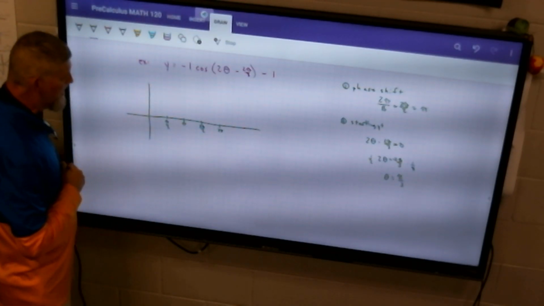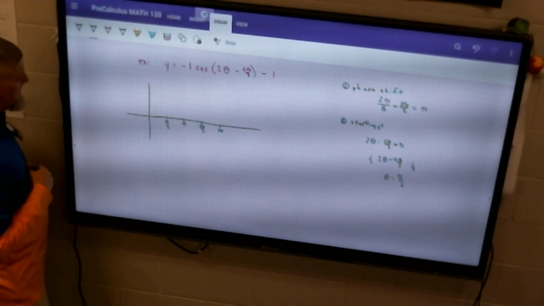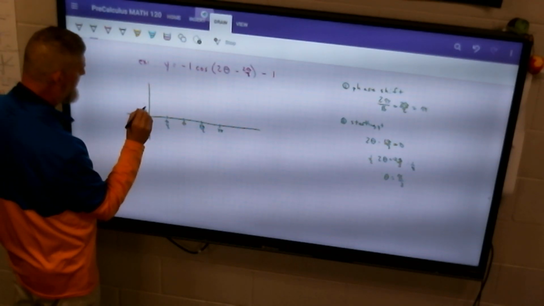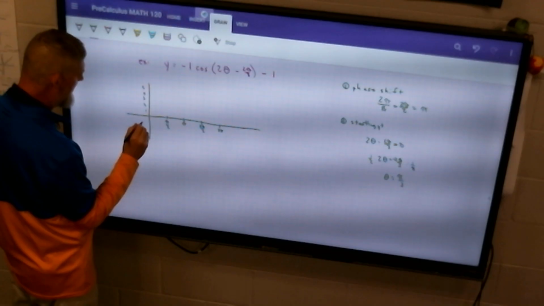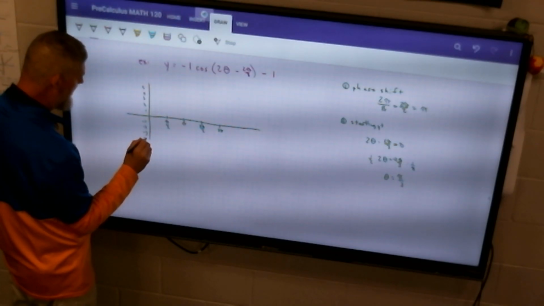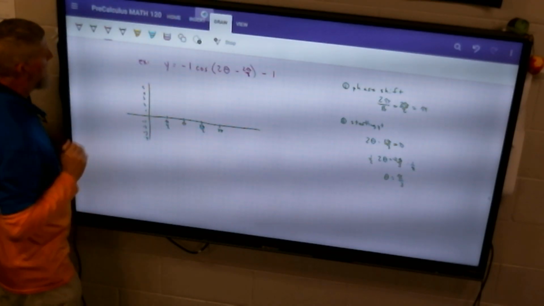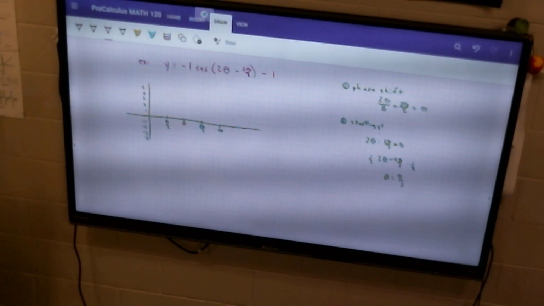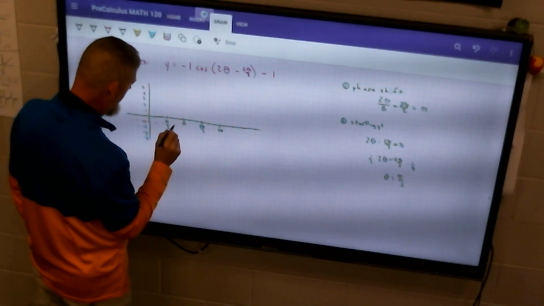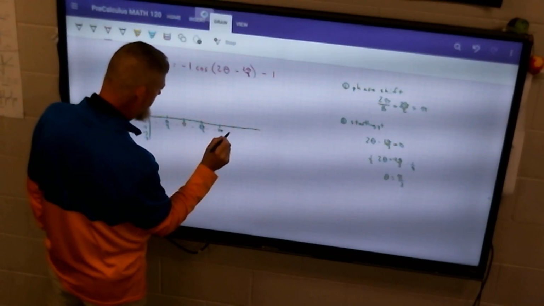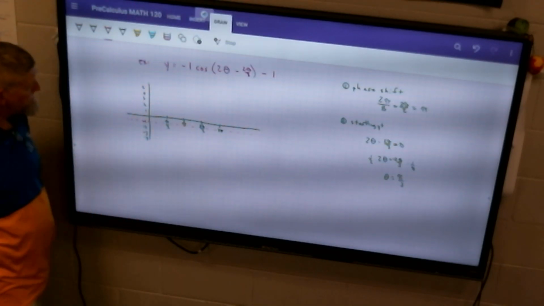I don't need to go past that because it's all going to be within that. I'm going to have 1, 2, 3, 4, 5. Okay, so where's my midline? Your midline is going to be -1, right down here in the middle through all of my labels.